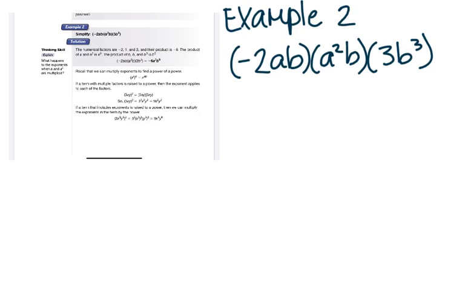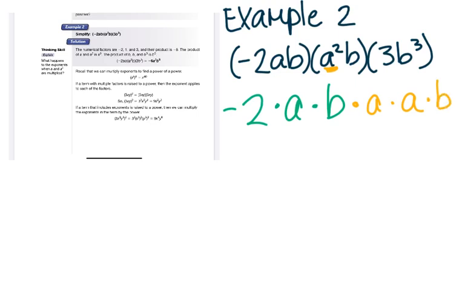Example 2. Here we have negative 2ab multiplied by a squared b multiplied by 3b cubed. Might look scary, but it's not. We're going to break it apart and we will be okay. Let's first look at our first term: we have a negative 2 multiplied by an a multiplied by a b. Then we have a squared. Well, a squared is just an a times an a, and then we have a b, followed by times 3, and then we have a b cubed. Well, b to the third power is b times b times b.